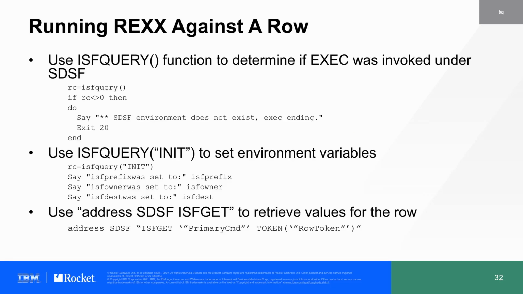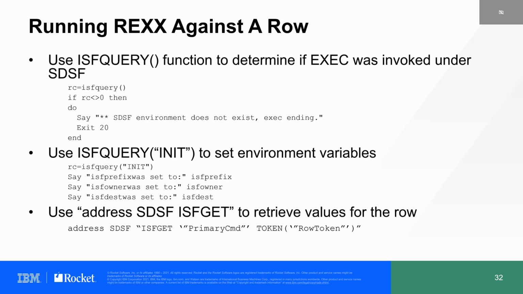So first of all, inside your REXX that we called, you can use an ISFQUERY function, and this is just a load module that exists in our SISF load, and with no arguments, it just gives a return code to determine if this exec was invoked under SDSF. So you might have a case where you've written this REXX exec, and you can run it under SDSF, or maybe you can run it outside of SDSF. You need to take a different logic path, or maybe it's not valid if it's run outside of SDSF. So here's an example of how you might code something like that.